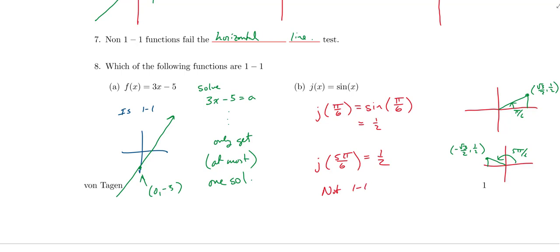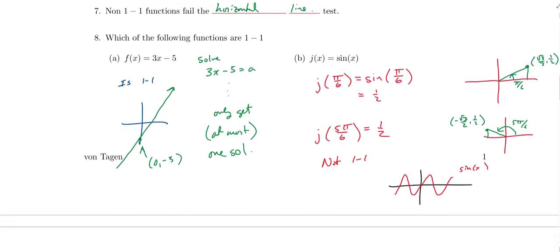Now, I'll just show you. We haven't learned the graph of the sine function yet. Don't worry about this now, but I'll just show you if we were to sketch a graph of the sine of x, it would look like so. And you can see that yes, this graph certainly fails the horizontal line test. We'll look at that in more detail in later sections.